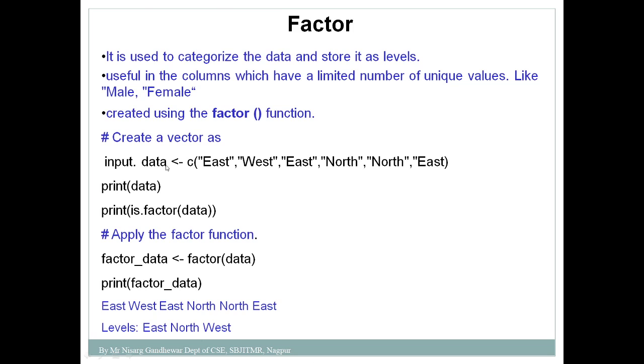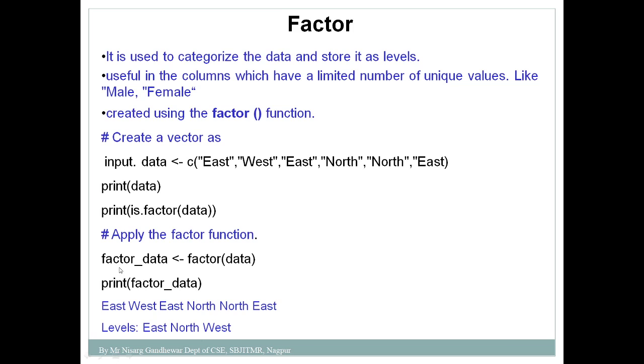So here first of all we'll create a vector which consists of different values such as east, west, east, north, northeast. Like this we have created one vector which consists of these many values. Then suppose we print this, we get the same output. Now suppose I execute this particular command, print is.factor of data. What output will you get? You will get output as FALSE, because in this case I have not set a factor. So how to create a factor, how to apply the factor? For that purpose you have to use the factor function.